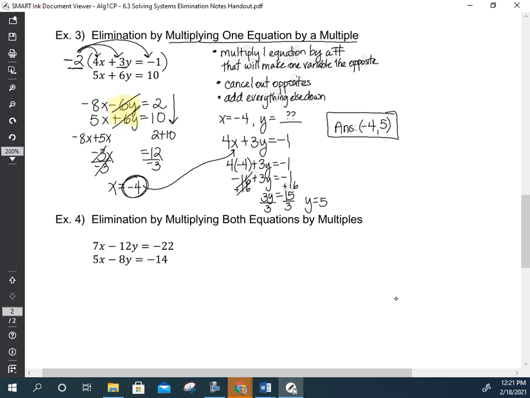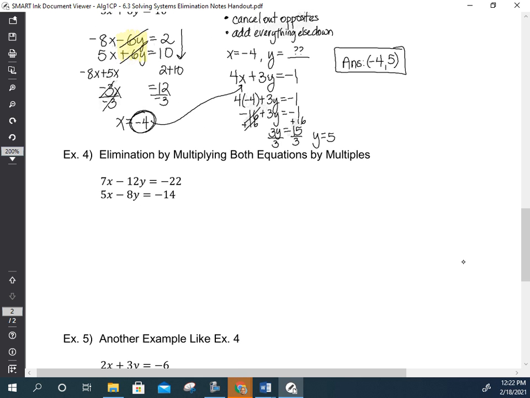All right, so the last type of elimination is when you have to multiply both equations. Let's look at example 4. 7x minus 12y equals negative 22, and 5x minus 8y equals negative 14.